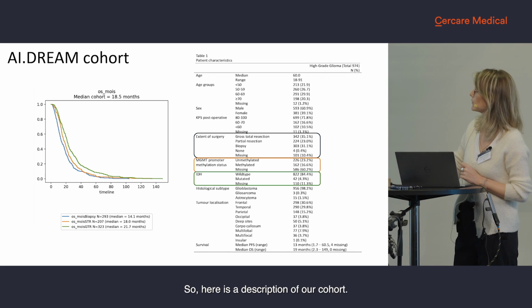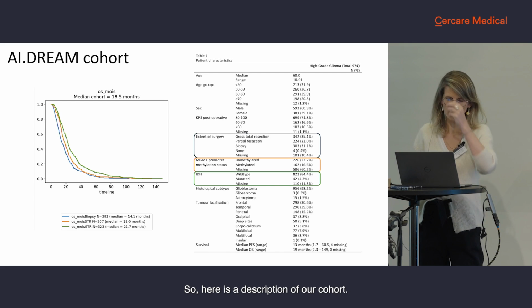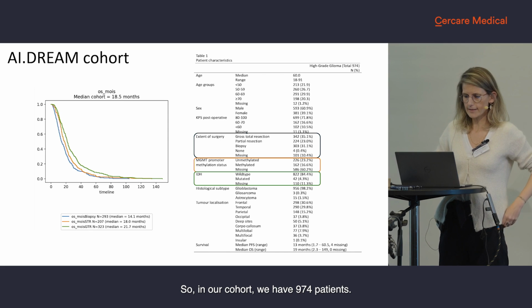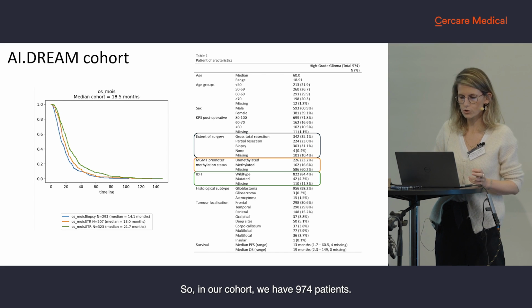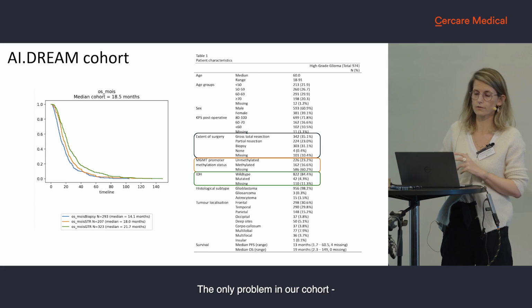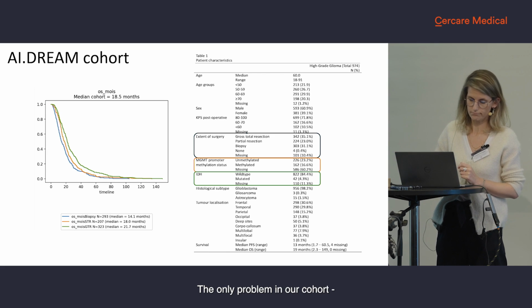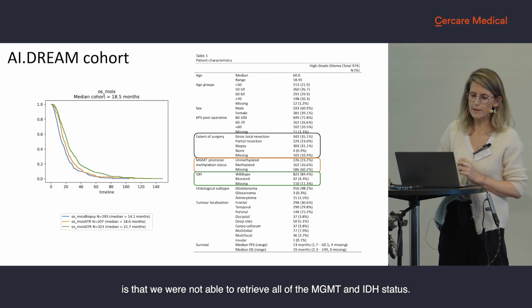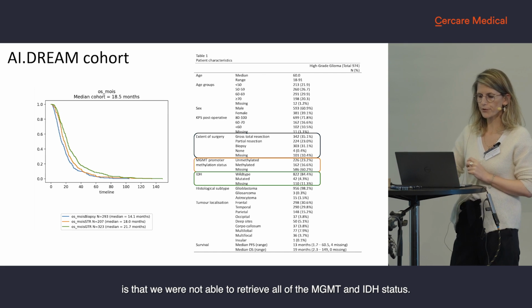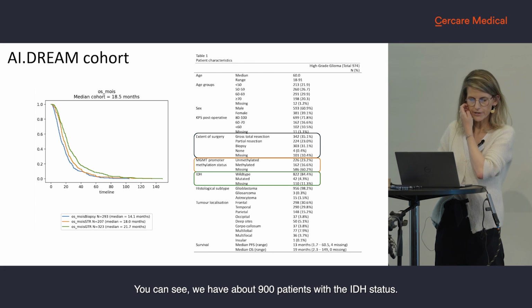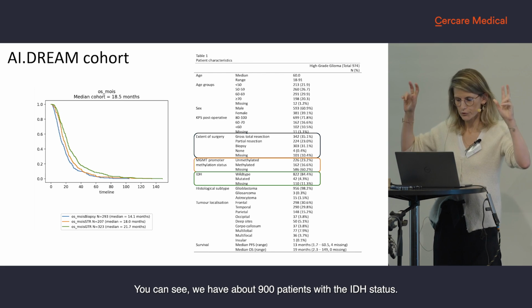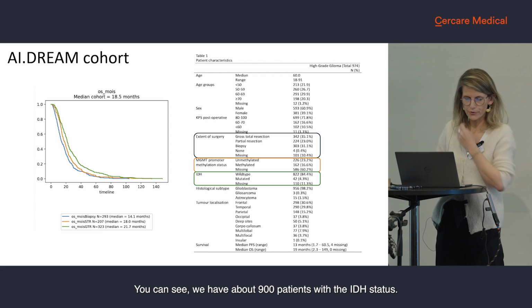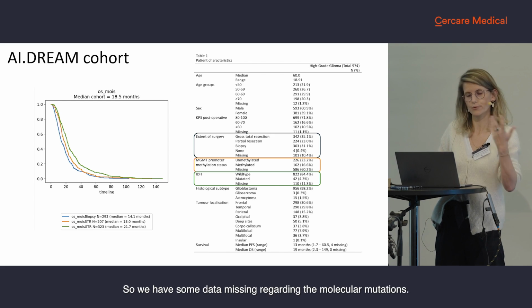So here is a description of our cohort. In our cohort, we have 974 patients. You have here all the descriptions. The only bad point in our cohort is that we were not able to retrieve all the MGMT status plus the IDH status. You can see for the IDH, we have just about 900 patients for whom we have the IDH status. So we have some data missing regarding the molecular mutations.